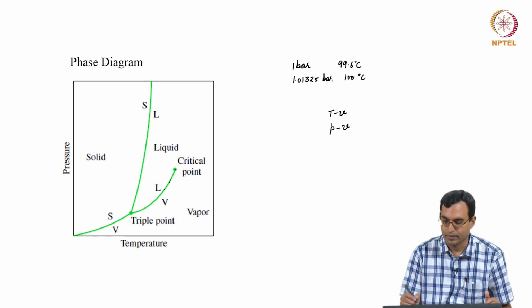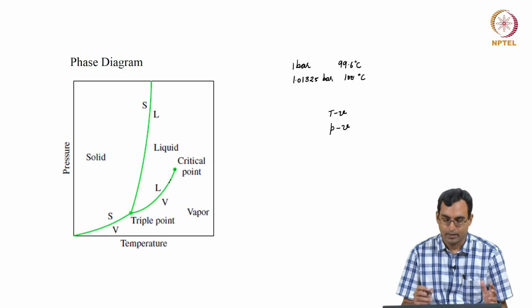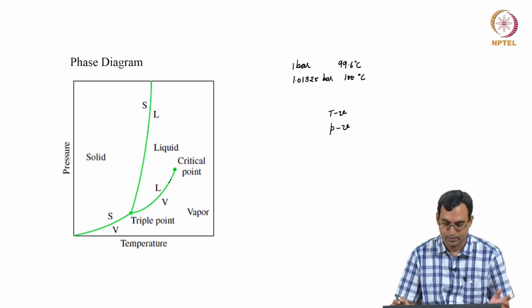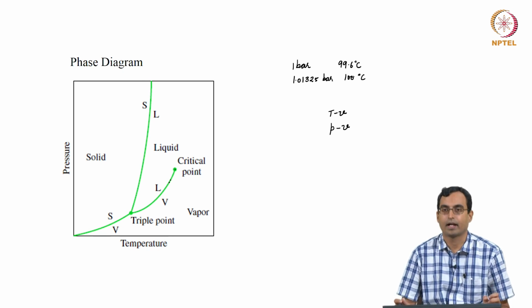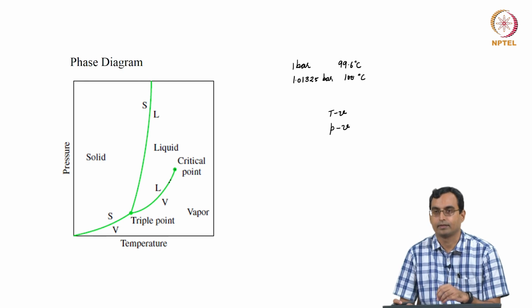So, each of these conditions represents one point on this. But the nice thing about these diagrams, which we call phase diagrams, is that they can quickly give us a picture of the substance. This particular diagram is actually not for water, it is for a substance which contracts on freezing.